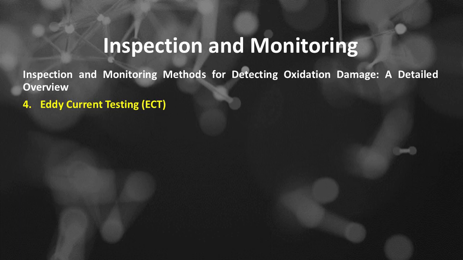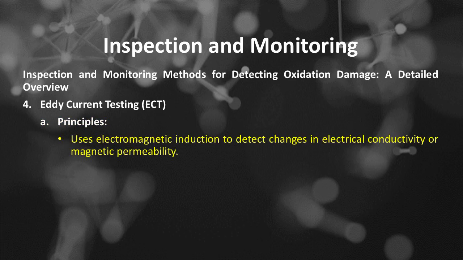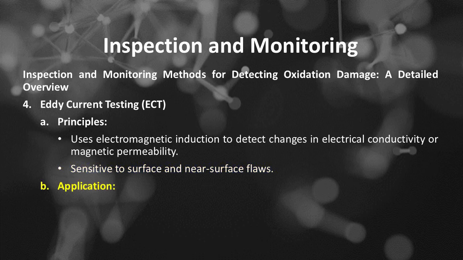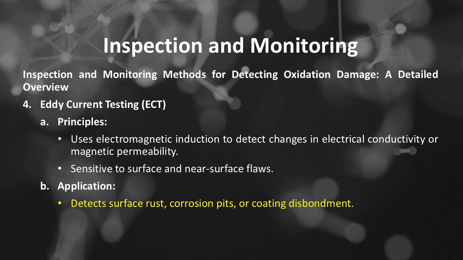Inspection and monitoring methods for detecting oxidation damage. Number 4 is eddy current testing, or ECT. Eddy current testing principles include using electromagnetic induction to detect changes in electrical conductivity or magnetic permeability, and being sensitive to surface and near-surface flaws. Eddy current testing application includes detecting surface rust, corrosion pits, or coating disbondment, and is suitable for conductive materials like metals.